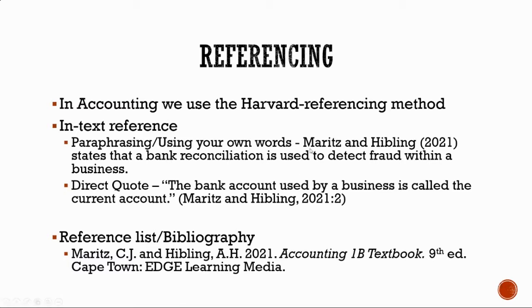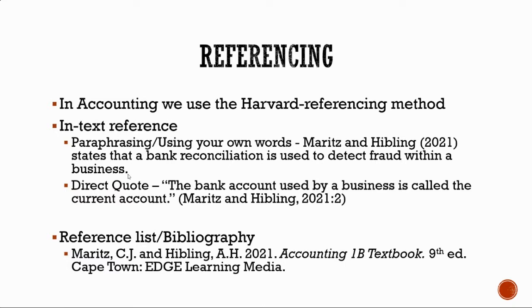So our book's authors are Moritz and Hibbling. And then in brackets, you include the year that the book was published. Now, normally we use the most current year of the textbook when we do the referencing, even though you have an older version. Okay, and then you would paraphrase what they said. For example, they said that a bank reconciliation is used to detect fraud within a business. Okay, so it is written in your own words. It's not an exact replica of what's in the textbooks.